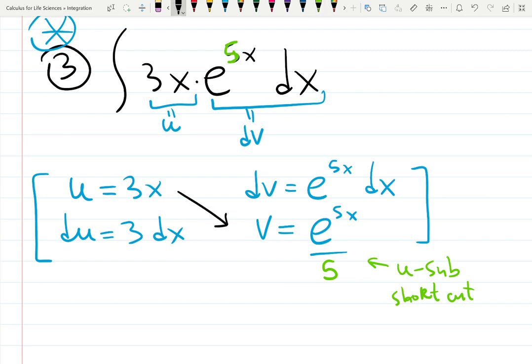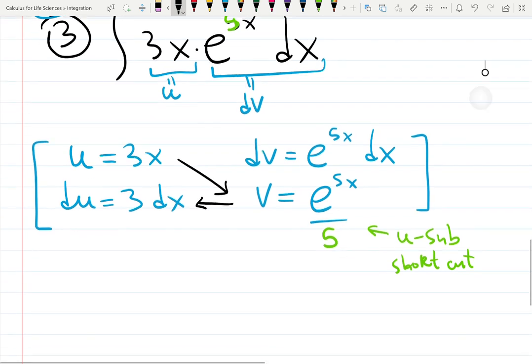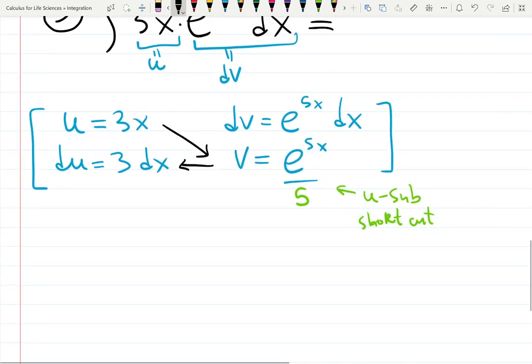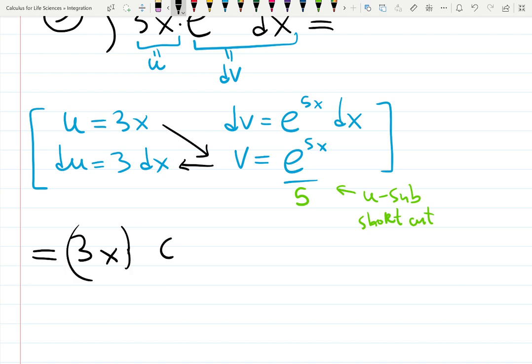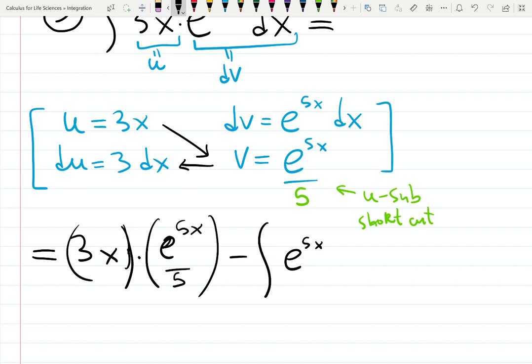Okay, cross product minus bottom product. This is how people remember it. u times v minus the integral of v du. 3x times e to the 5x over 5. This part is done. Minus the integral, multiply everything at the bottom. So e to the 5x over 5 shows up twice in this formula. v shows up twice. Times 3dx.